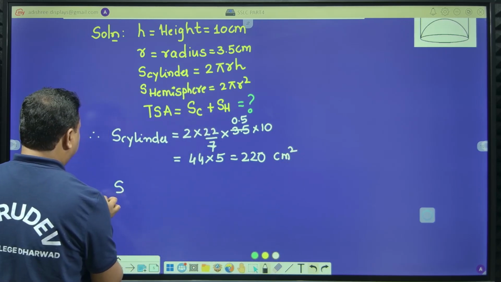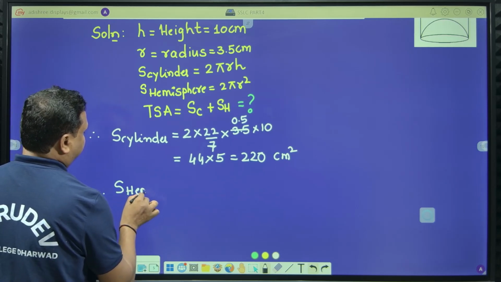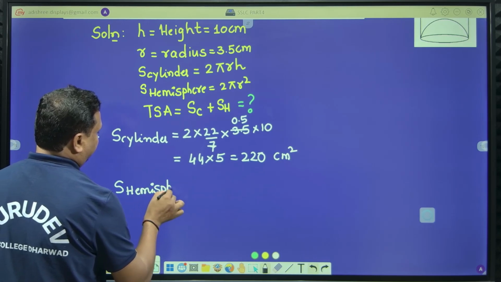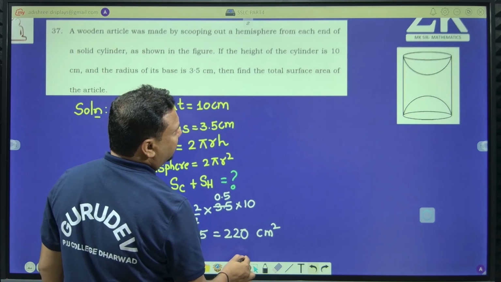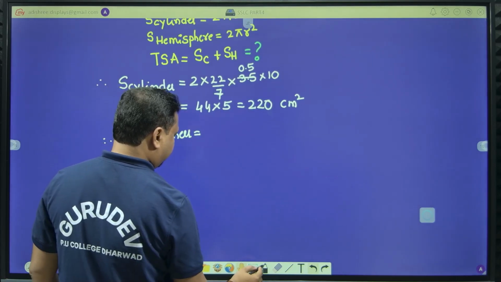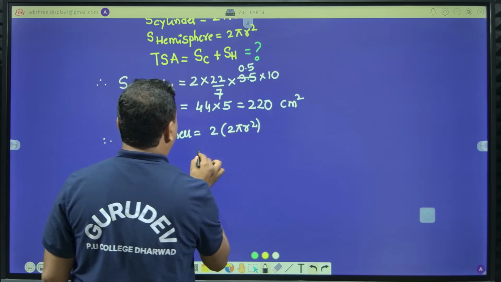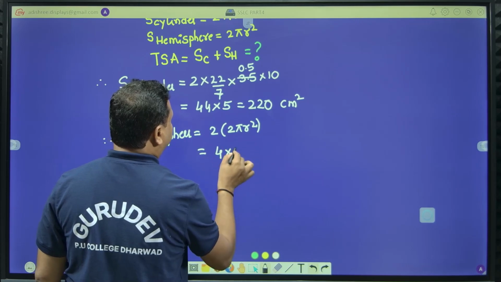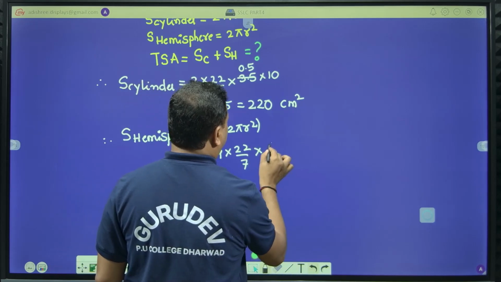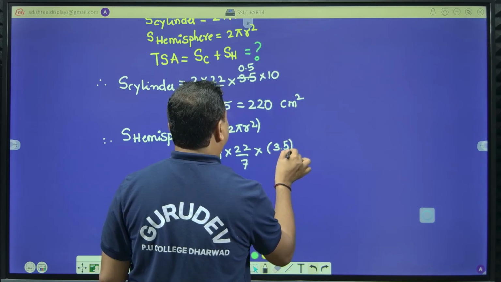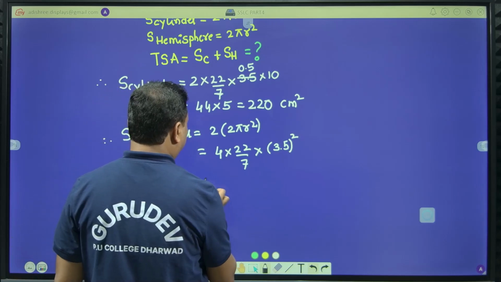What is the surface area of the hemisphere? If you observe carefully, there are two hemispheres. So, I will take 2 times 2 pi r square. So, what should be your answer? 4 pi. Pi means 22 by 7. What is the r value? 3.5. 3.5 square. Therefore, what will be the final answer?